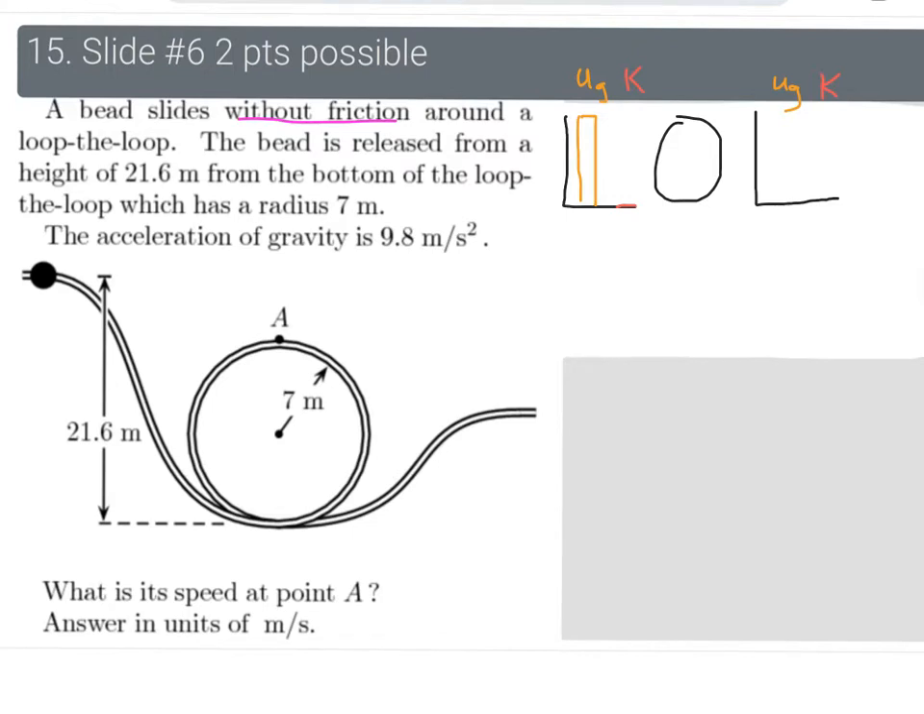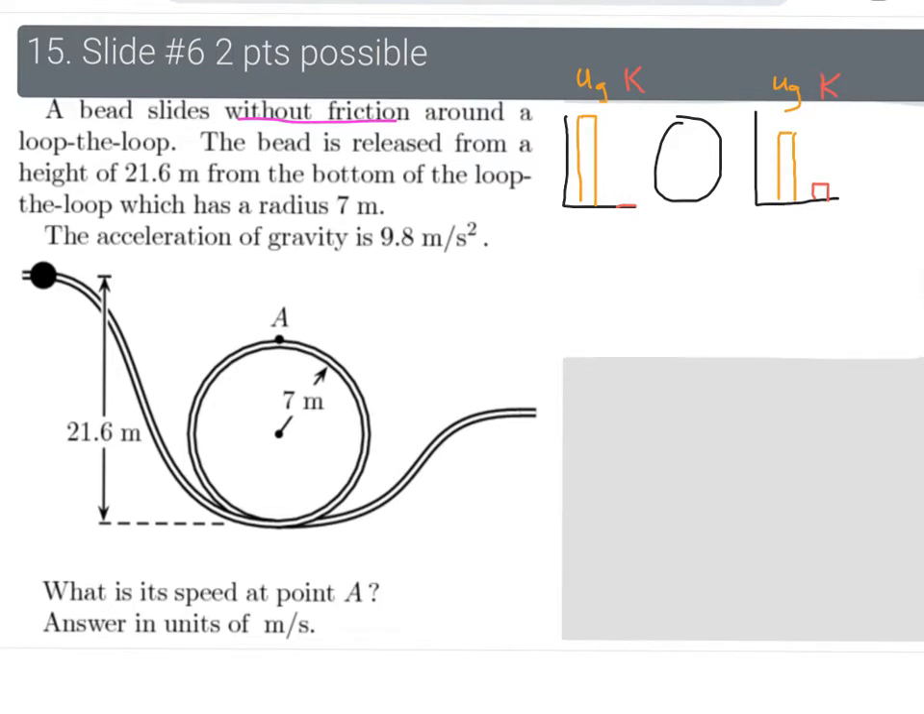Okay, so whenever it gets to point A, at point A, it's at some new height. It's at a smaller height, so it doesn't go back up to its original height. It's a little bit smaller. And that means that energy has to be conserved, and so the difference between those two has to be equal to the kinetic energy at the end. Our goal ultimately is to figure out, well, what is the speed, what's the velocity at point A?